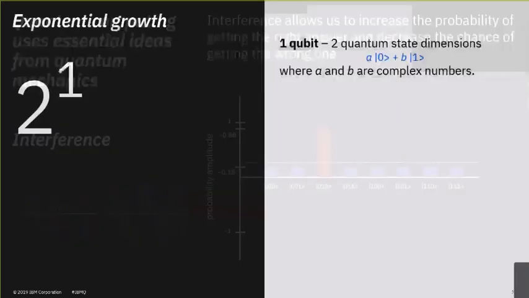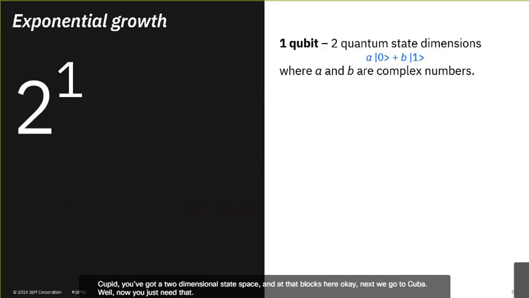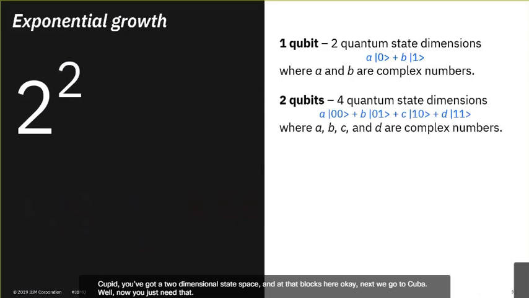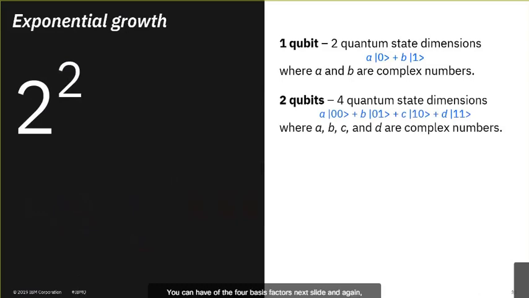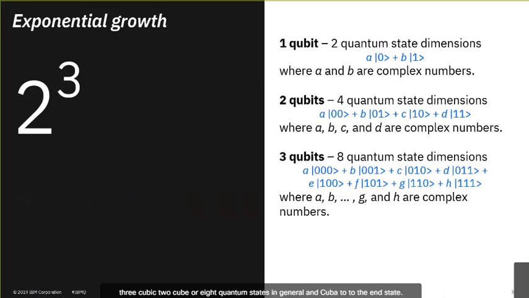Okay, next slide, please. So here's where I mentioned that if you had n qubits, then the resulting state space you would work in could be 2 to the n. There was exponential growth. Here we'll just quickly see that. Here you have 1 qubit. You've got a 2-dimensional state space. Next, if you go to 2 qubits, now you can have up to 4 basis vectors. Next slide. And again, if you have 3 qubits, now you're in 2 cubed or 8 quantum states. In general, n qubits represent 2 to the n states. Okay, next slide, please.